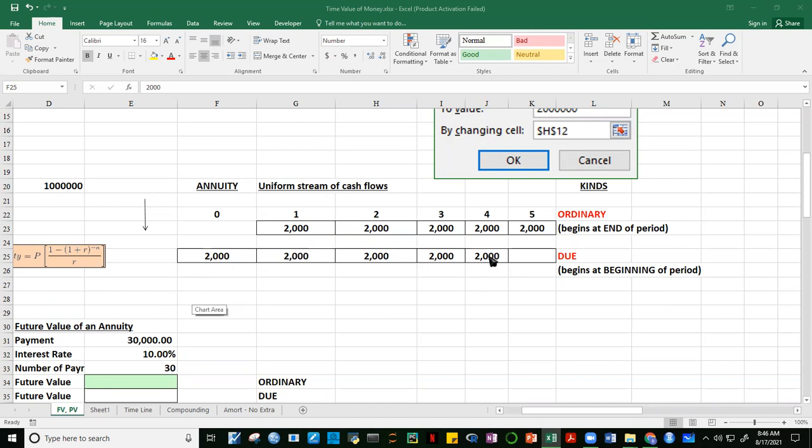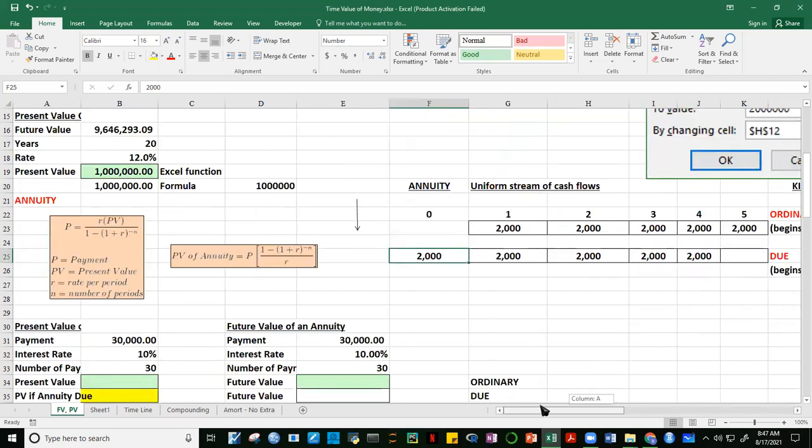If the present value is higher compared to another one, then the future value, of course, will be higher. If the future value is higher, then the present value will be higher. Okay, so it's annuity due that will have the higher future value or present value.